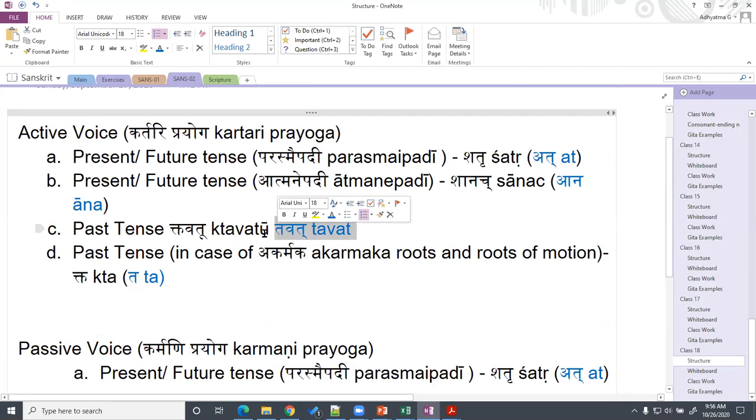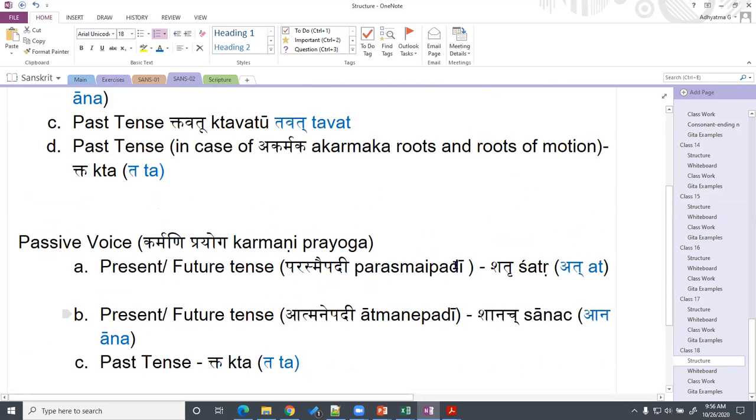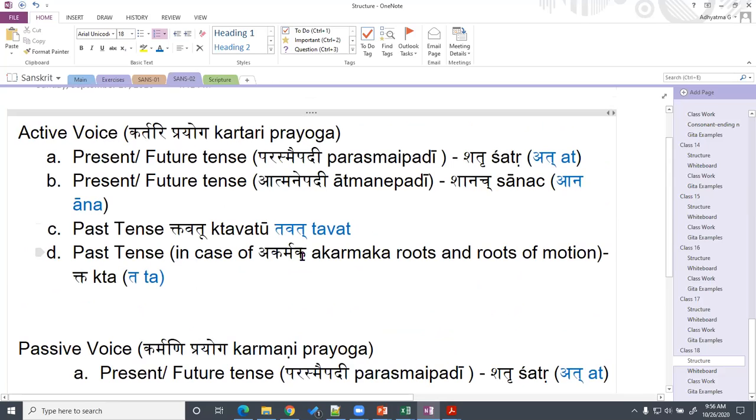Out of that, Tavat is very clear. It's only one usage, past tense active. That's where the Tavat is used. So we are left with three. Ata and ana are used for present and future tense, respectively, parasmaipadi and atmanepadi verbs, both in the passive voice and active voice. Remaining takara is the most versatile participle. Primarily, it is used in the past tense passive voice, but also used in the active voice in case of akarmaka roots as well as the roots of motion.